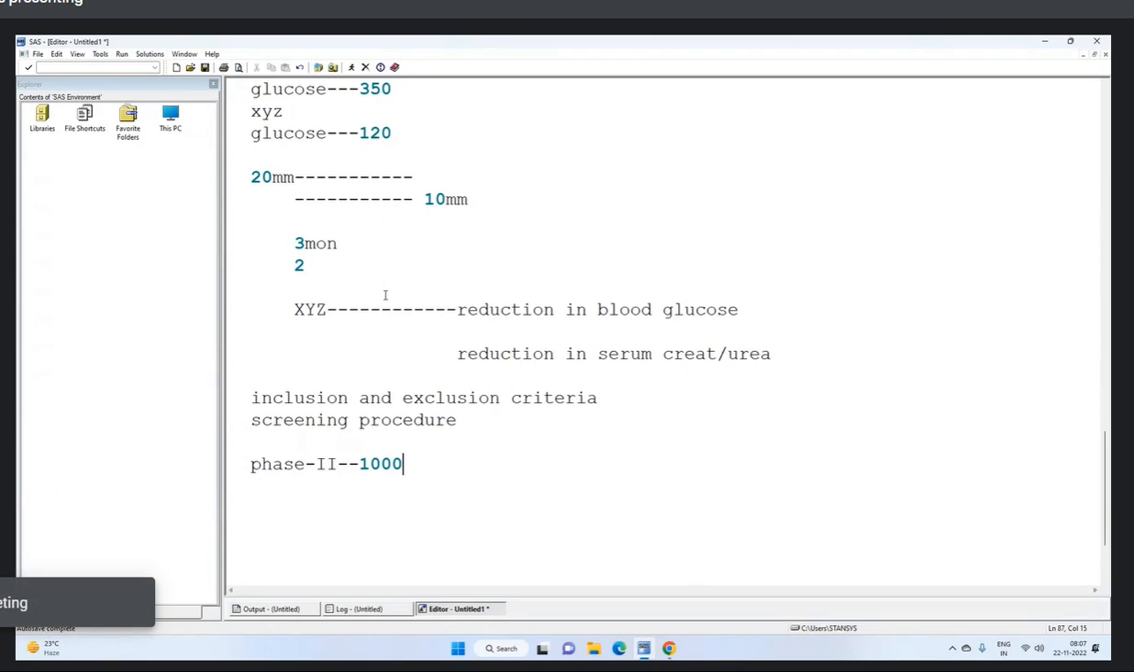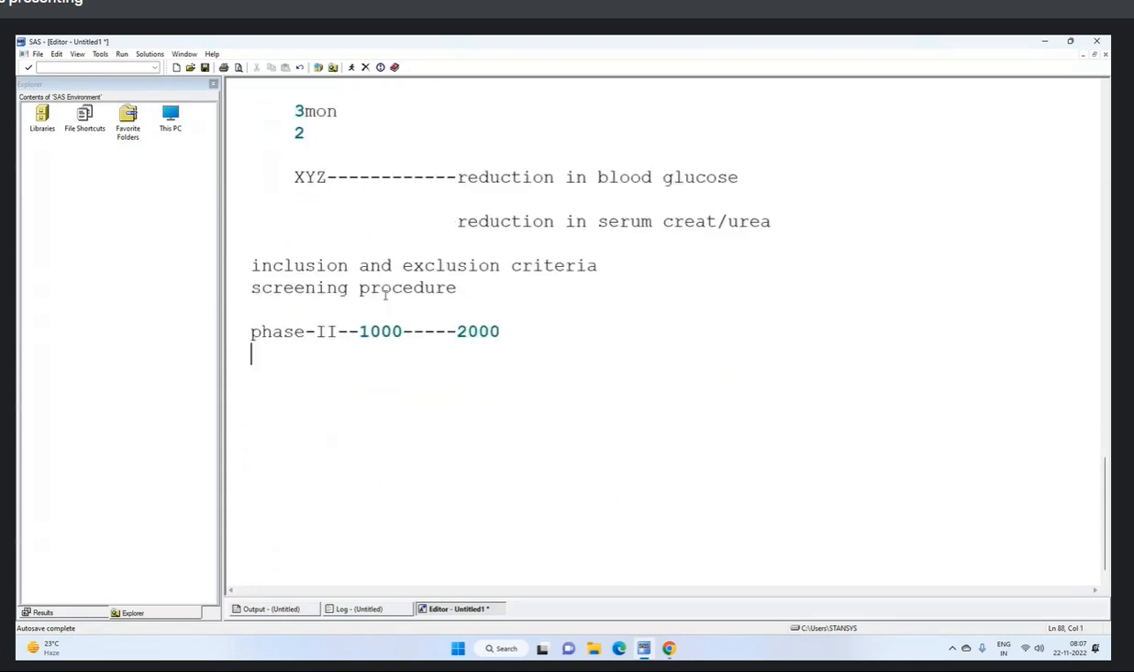Understand this one? As soon as I get the protocol notification, I want to have 1,000 patients, 1,000 subjects, but 2,000 patients or subjects have been enrolled in my study. Am I going to take all the 2,000? Whoever gets involved, am I going to take everybody? No.